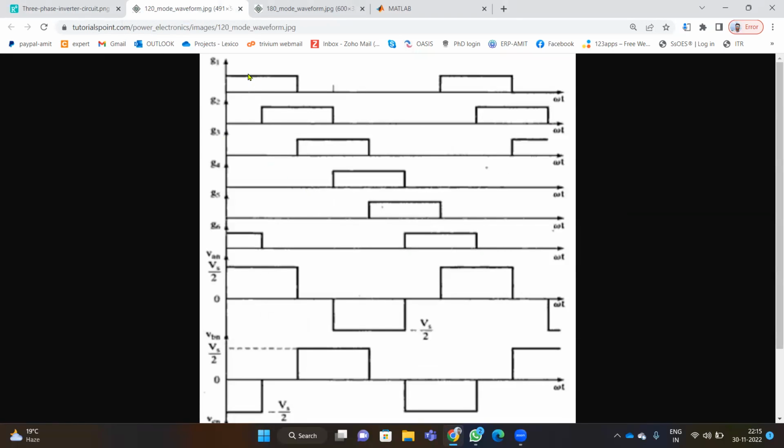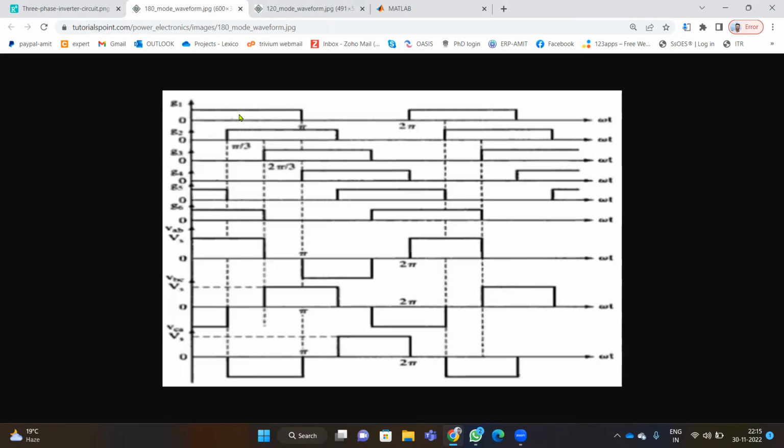120-degree mode, in the 120-degree mode we will again have six switches, but every switch will be conducting only for 120 degrees. So you can see this part is up to pi, so 0 to pi and then pi to 2 pi. So every switch is conducting for 120 degrees and off for 240 degrees. Whereas in the 180-degree mode, we had 180-degree conduction and off for the next 180 degrees.